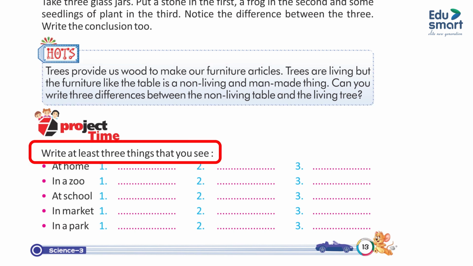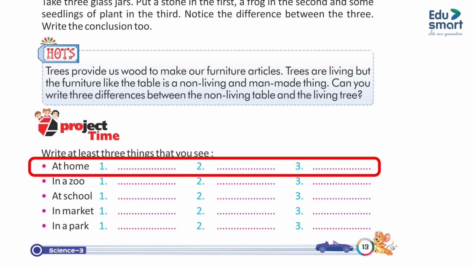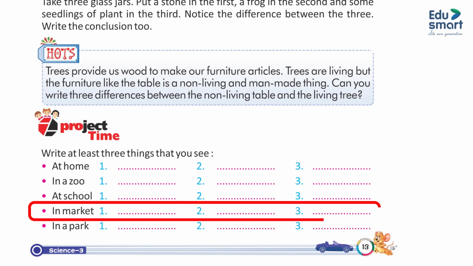Project time. Write at least 3 things that you see at home, in a zoo, at school, in a market, in a park.